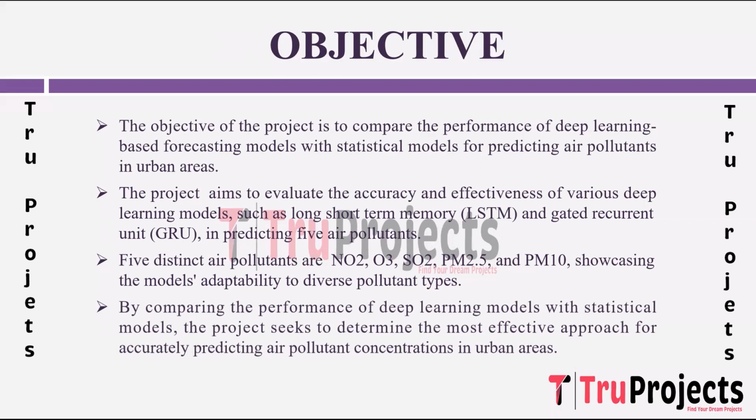By comparing the performance of deep learning models such as LSTM and GRU with statistical models, the project seeks to identify the approach that provides the most accurate predictions for air pollutant concentrations in urban areas. The overarching objective is to determine which modeling technique, deep learning or traditional statistical methods, yields superior results in forecasting air quality, which has significant implications for environmental monitoring and public health initiatives.